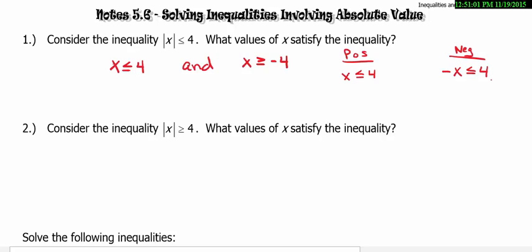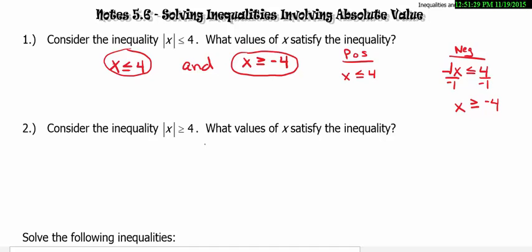Let's actually look at it where the x is negative. What works here is we have a negative 1 that we will divide by. This will give us x is now greater than or equal to, because when you divide by a negative, you switch the direction of the inequality symbol. And now we have our negative 4. And so this goes along with what I had originally. X is less than or equal to 4, and x is greater than or equal to negative 4.